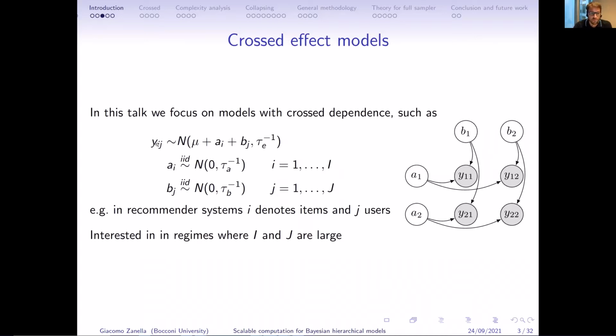So for example, in the simplest version, you could think of data Yij, where i denotes the row in a matrix and j denotes the column. And then each observation could lie anywhere inside this matrix, and you have a row effect and a column effect. For example, in the linear case, you would get Yij normal with mean mu plus ai plus bj. And so here, for example, we will use a recommender system language where i and j denote items and users, and we are interested in regimes where both capital I and capital J, the number of items and users, are large. So both the number of parameters and the number of data points are growing.